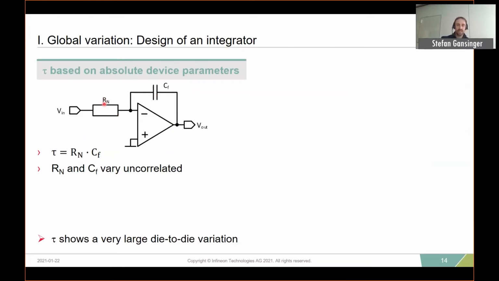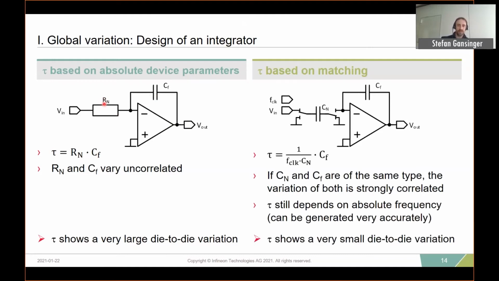A better way to do this is to use two capacitors instead of a resistor and a capacitor. The advantage of this is, of course, we have to choose the same type, that if this capacitor is larger because of some non-ideals in the processing step, this one is also larger. And in the end, this will cancel out. So this is a design which is based on matching, meaning the matching of these two capacitors. And this is a design which depends on absolute parameters, which is not so nice when we do this on silicon.